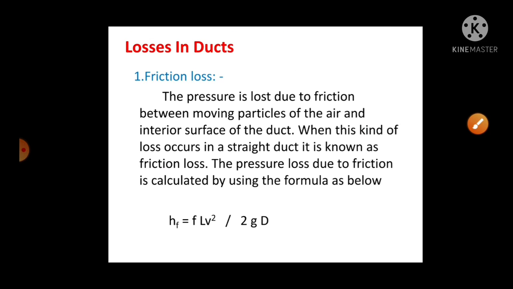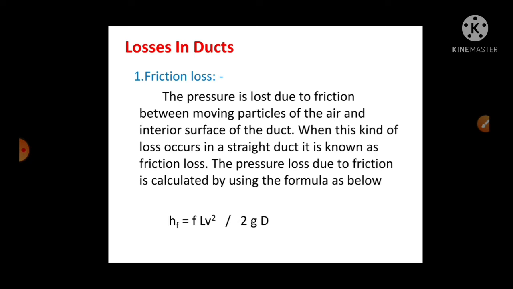Now, what are the losses in ducts? The different losses taking place when the air flows through the ducts are as follows. First is frictional loss, also known as surface frictional loss. The pressure is lost due to friction between the moving particles of the air and the interior surface of the duct. When this kind of loss occurs in a straight duct, it is known as frictional loss.